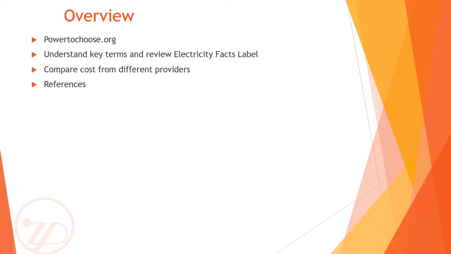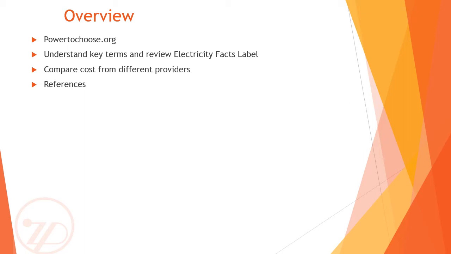First, we'll visit the website powertochoose.org. Powertochoose.org is the official and unbiased electric choice website of the Public Utility Commission of Texas. Then we're going to look at some of the key terms and review the electricity facts label. This is a very important document, as it describes the method and the formula the providers use to calculate the average rate. Then we're going to look at the Excel sheet that I put together and how I used it to compare costs from different providers.